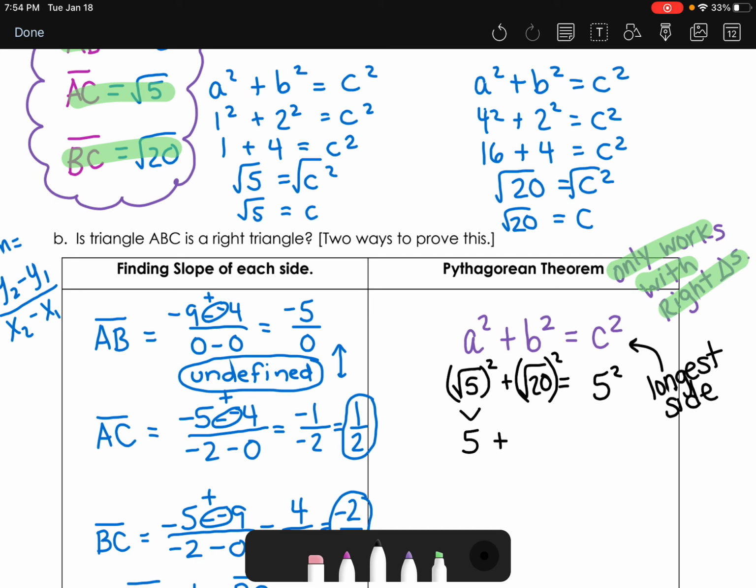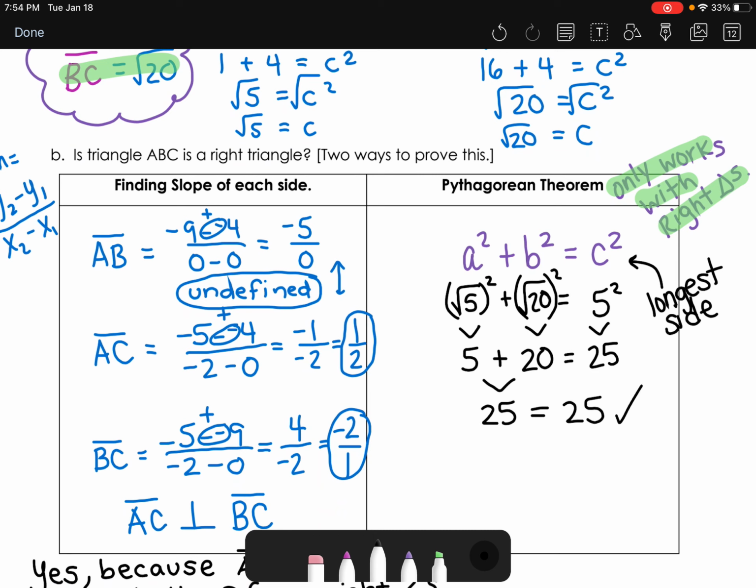Plus the square root of 20. If you square that, you're going to get an answer of 20. And 5 squared is 25. Now, I don't know about you guys, but 5 plus 20 is 25. And does 25 equal 25? You bet it does, right? It works. So what does this tell us? This also tells us that triangle ABC is a right triangle.